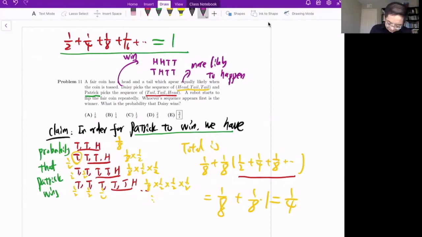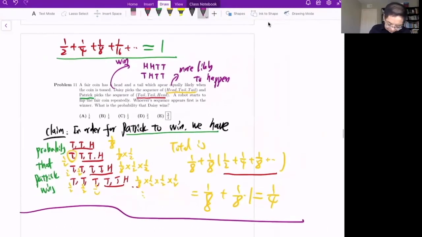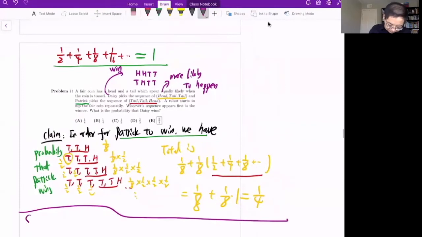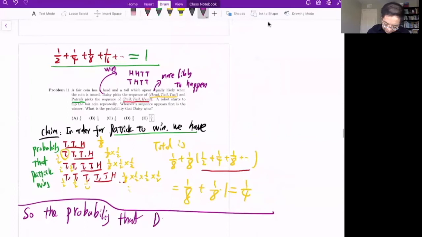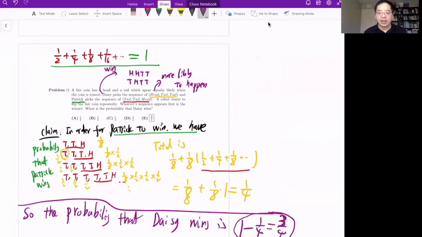Therefore, I claim the probability that Daisy wins is 1 minus 1/4, which is 3/4. Now, some of you might wonder, wait a second, how do you know it's 1 minus 1/4? Is it possible that none of them wins? Well, of course it's possible.